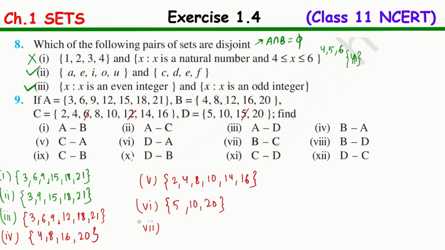Seventh part is remove C from B. So from B we have to remove 2, 4, 6, 8, 12, 16 also. So we are left with only one element, 20.